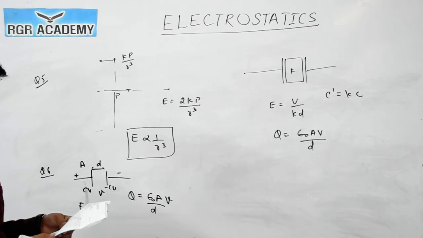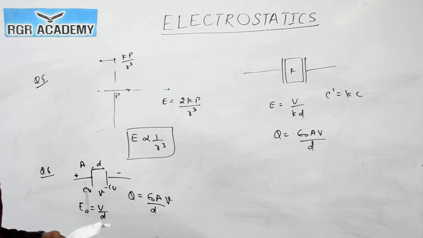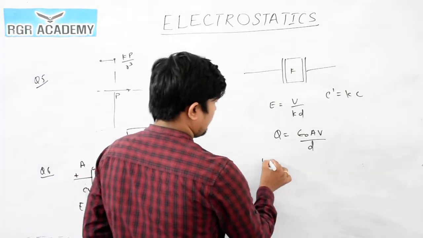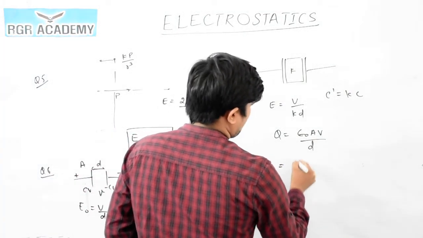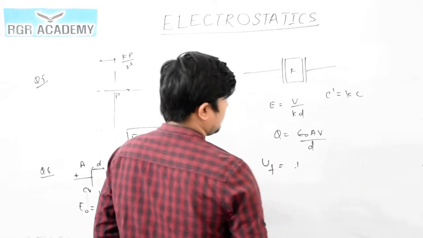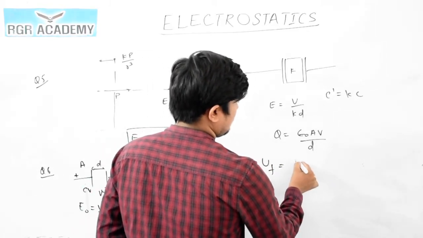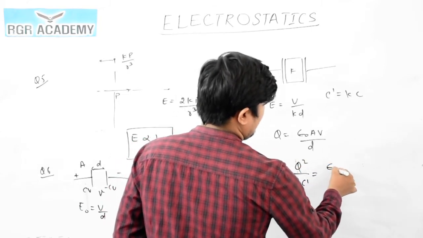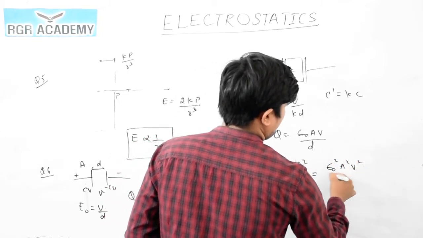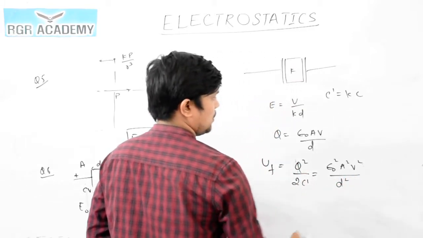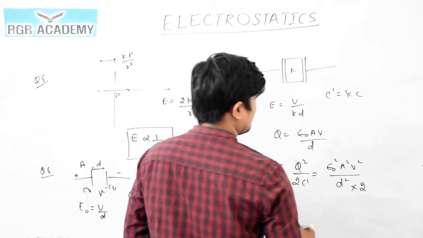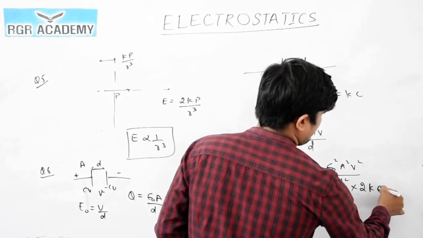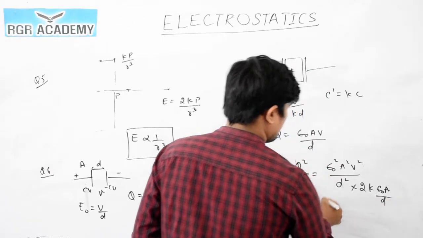Now, work done means final potential energy minus initial potential energy. The final potential energy is Q square by 2C'. Q square is epsilon naught square A square V square by D square, divided by 2 into C'. C' is K into C, and C is epsilon naught A by D. So what answer will you get?